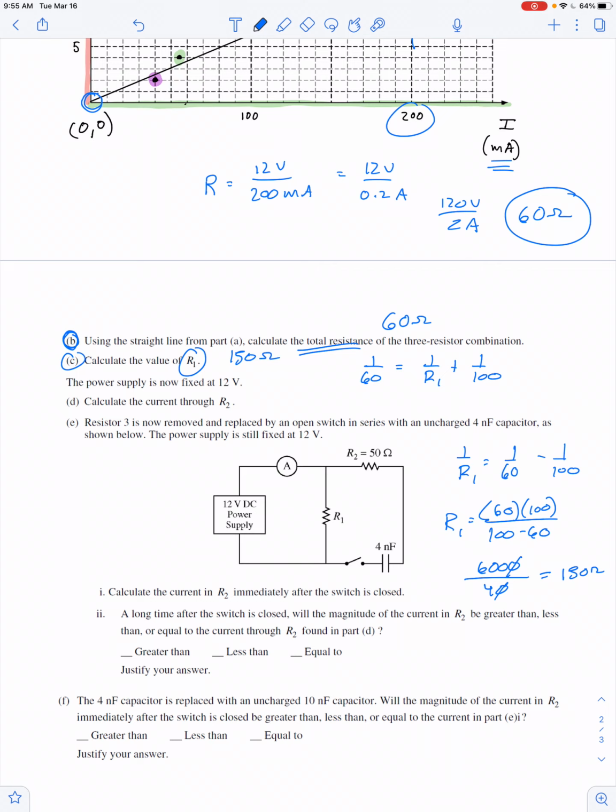Ooh, I hope I'm not coming at you too fast with that one. If you need to pause and rewind or calculate it yourself, feel free to pause this video at any time and grab a calculator and double check the work.